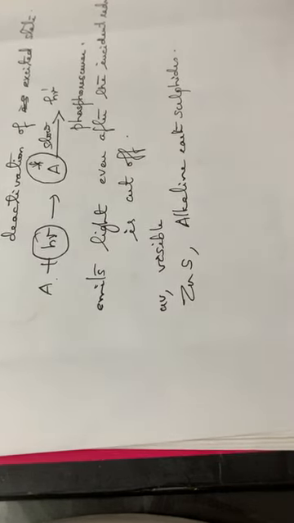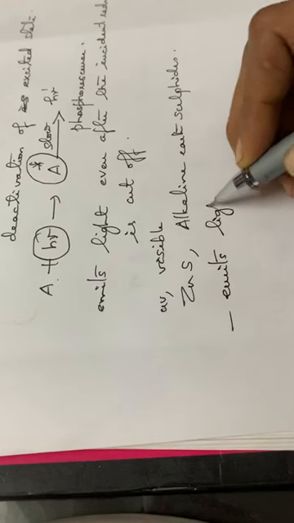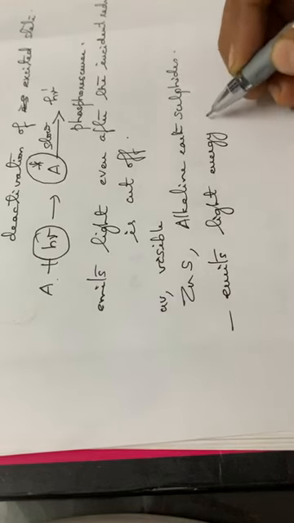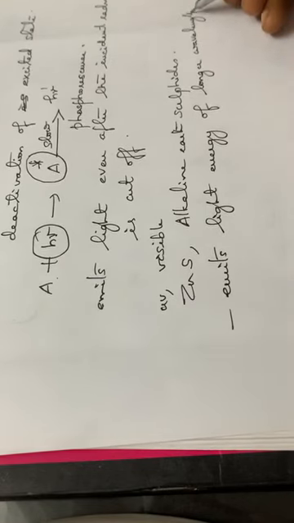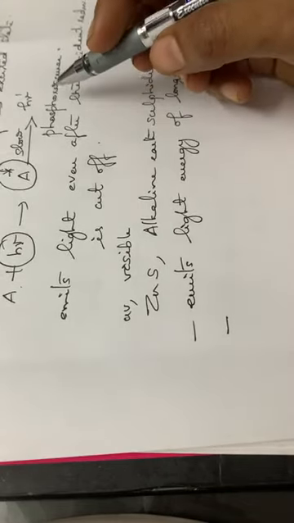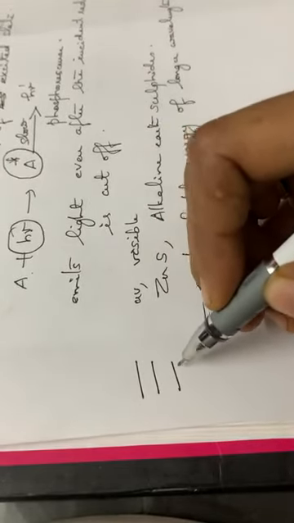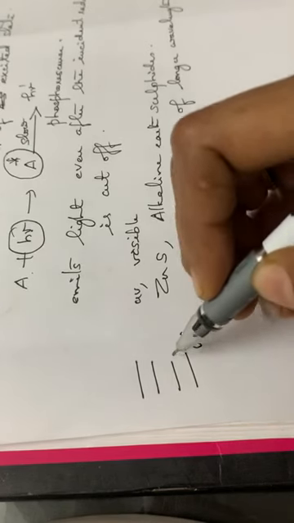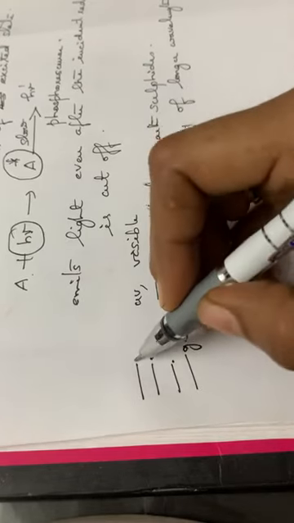One more point: in phosphorescence, usually light energy of a longer wavelength is emitted. Also, the excited molecule passes through a series of energy states. So many energy states are there. Suppose this is the ground state, this is the next higher energy state, and like that it goes on.